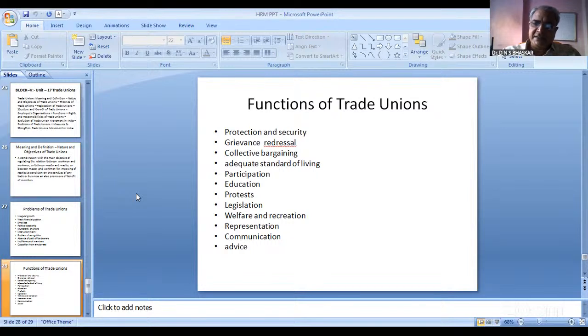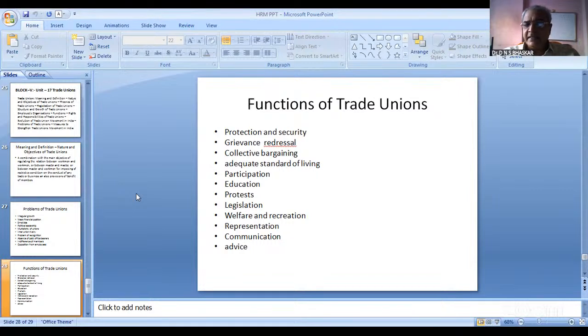And protests: sometimes protesting the decisions made by the management that are harmful to the employees. A protest must be conducted, and as a result, the opinion of the employees will be brought to the notice of the management. Then legislation, that is legal aspects, that is also protected among the employees. And then welfare and recreation aspect, welfare must be protected, as I told you already.